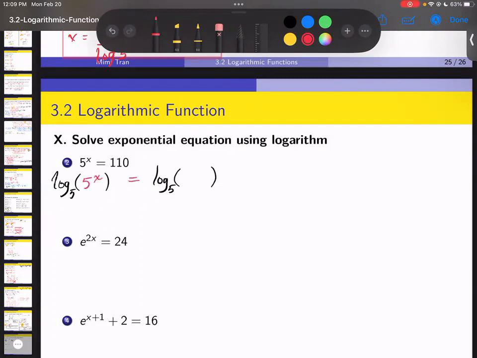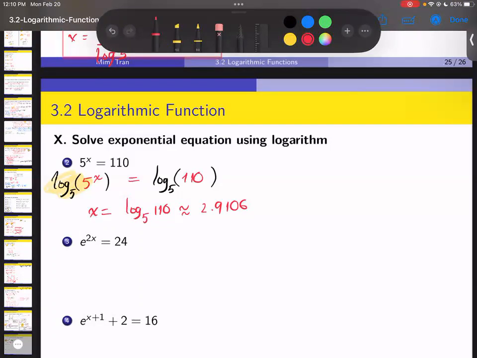To the x, and that cancel. So x equals log base 5 of 110. You plug in your calculator, it will be 2.9106. Everybody know how to do this in calculator?